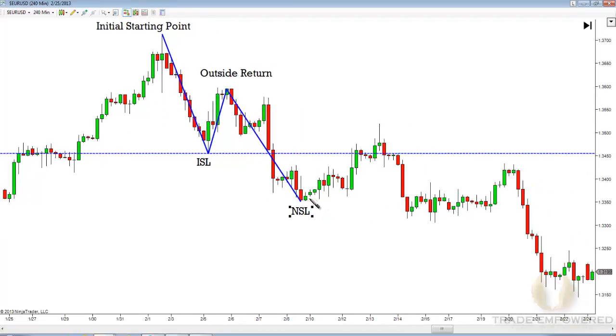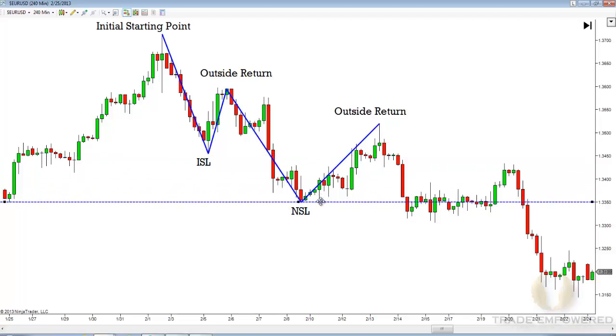And you can see how the process continues. We get our outside return right here. We watch, we can drag our line down to our previous structure low. You can see the market comes down. What do we get on this red candle right here? We get a lower low, lower close. As soon as we get that, we can then say that we have a new structure low and that we expect our bearish trend to continue.